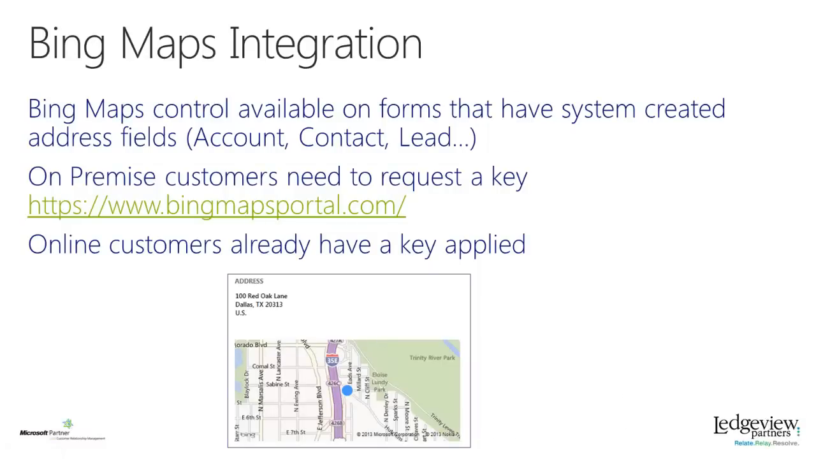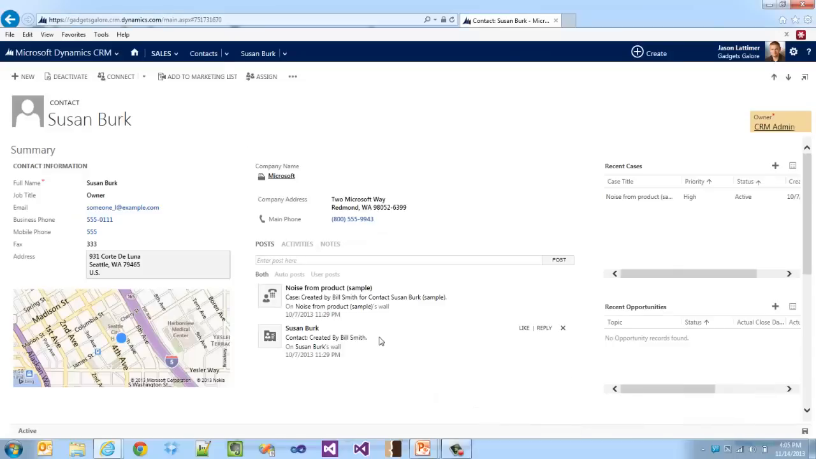The next item is the Bing Maps integration. The Bing Maps control is available on forms that have a system-created address, such as account, contact, or lead. On-premise customers will need to request a key from the Bing Maps portal website. Online customers already have a key applied to their organization. The key can be set in the System Settings area.